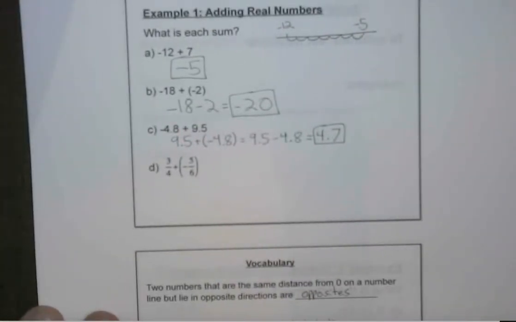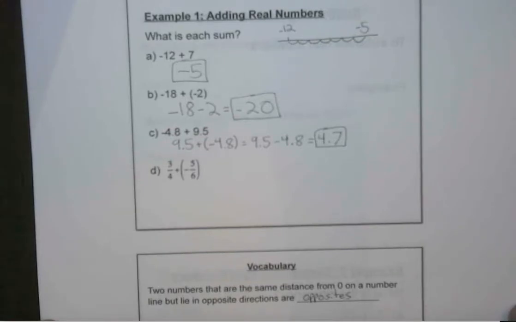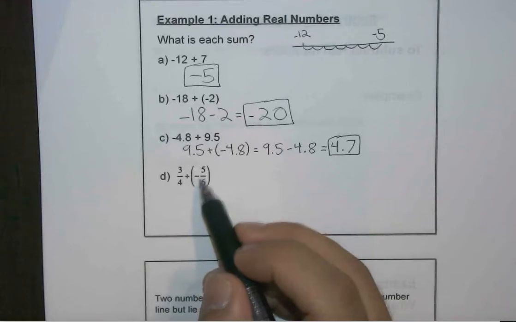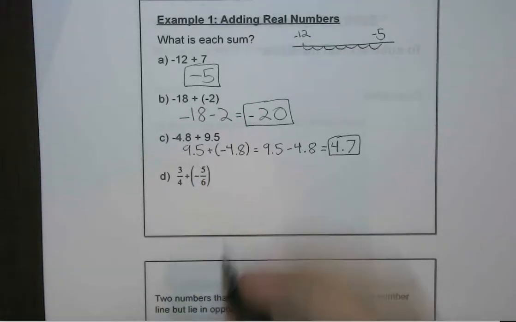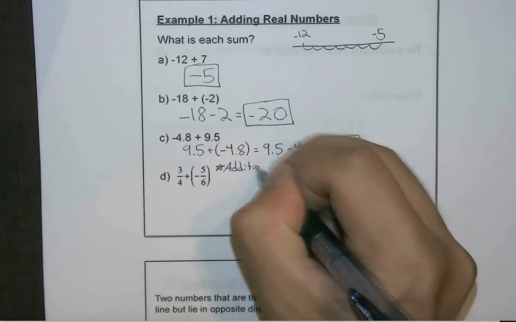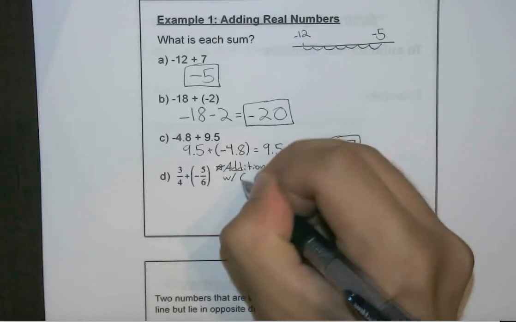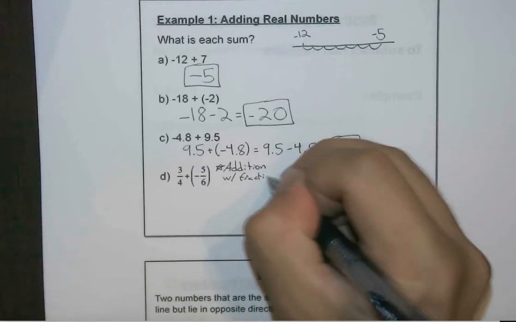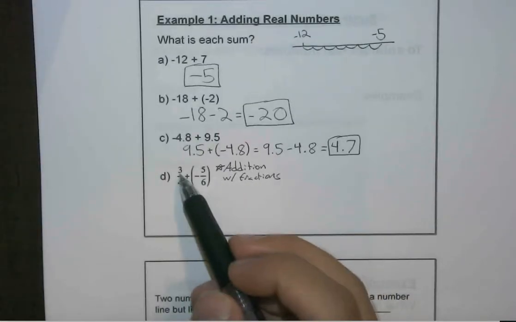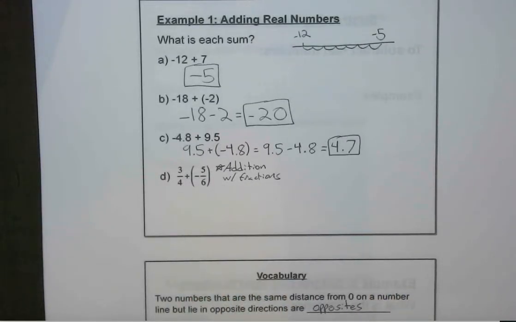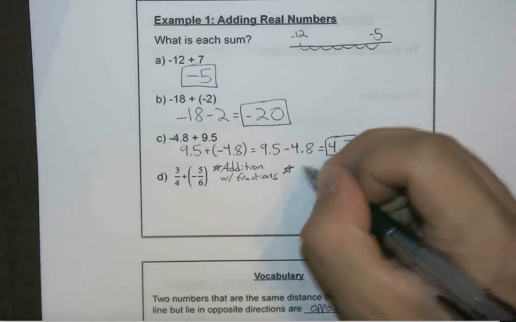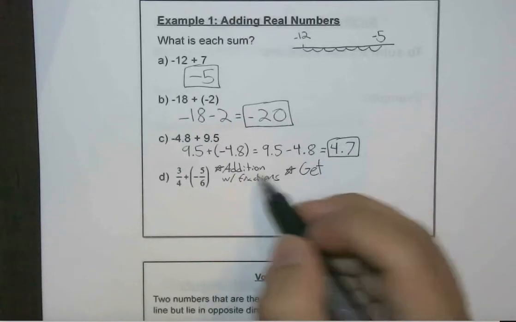For D, we have fractions here, so let's see what we can do with that. So we have 3/4, and we're adding on a negative 5/6. So please note that we're using addition with fractions. This is tricky occasionally because can we add this yet? Can we just go across and say 3 minus 5 and 4 plus 6? Not quite.